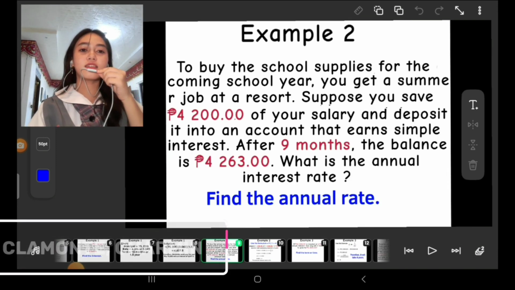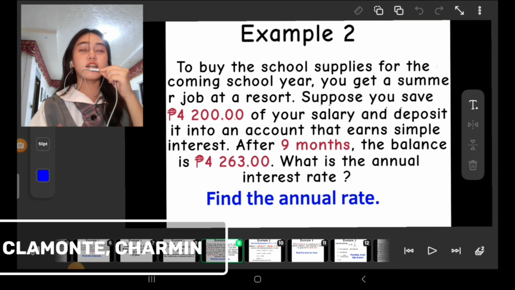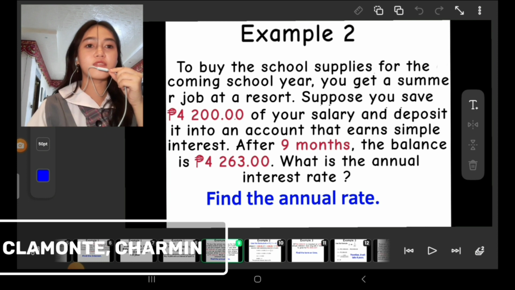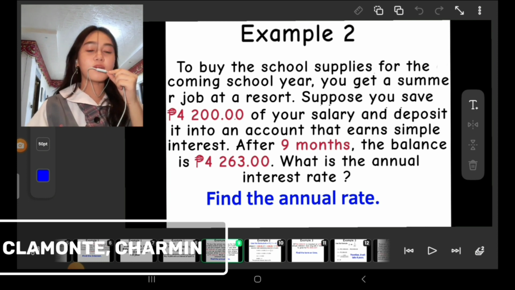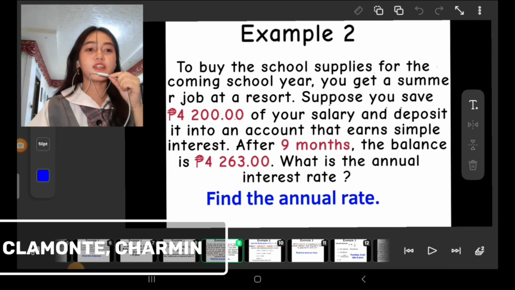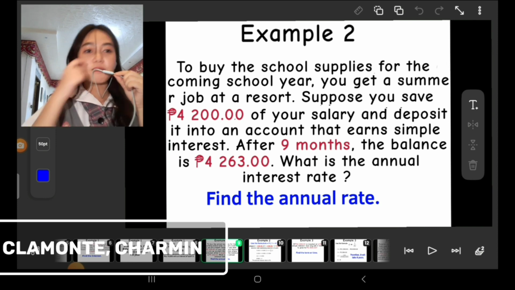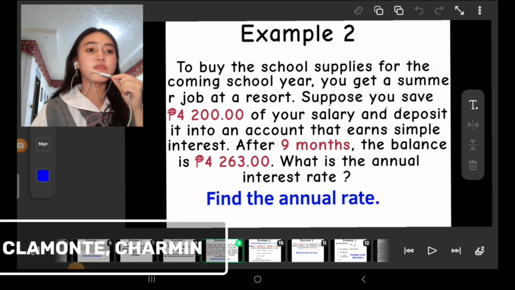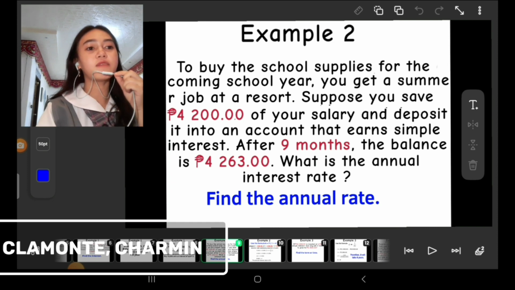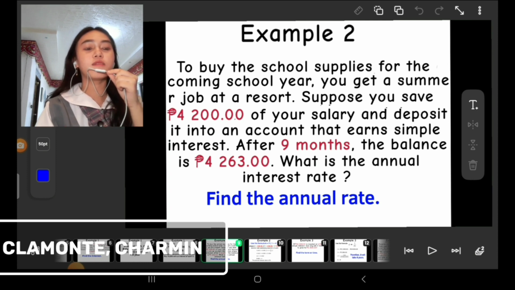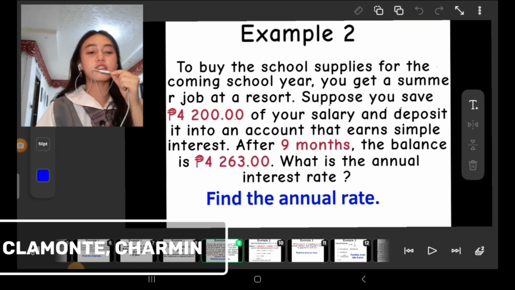To our classmates and especially to our math teacher, Ma'am Jess. Example 2: to buy the school supplies for the coming school year, you get a summer job at a resort. Suppose you save 4,200 pesos of your salary to deposit in your account in the bank. After 9 months, the balance becomes 4,263 pesos. What is the annual interest rate?